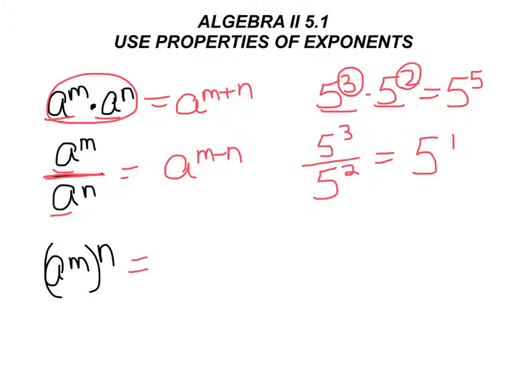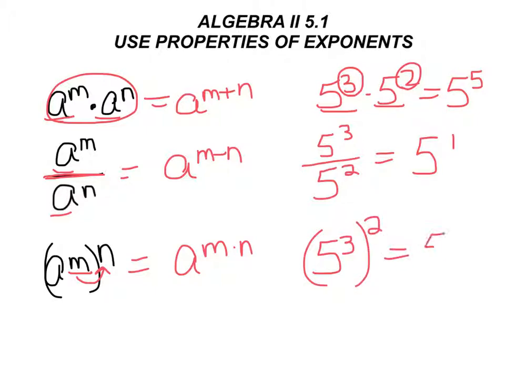When you have a base of a raised to an exponent and that whole thing is raised to another exponent, then you multiply those exponents, a to the m times n. So if you have a base of 5 raised to the third and that whole thing is raised to the second, then you keep your base of 5 and you multiply those exponents. 3 times 2 is 6. The reason is that the 2 means we're going to do 5 to the third 2 times: 5 to the third times 5 to the third. So your base is 5, and then you add the exponents to get the 6.